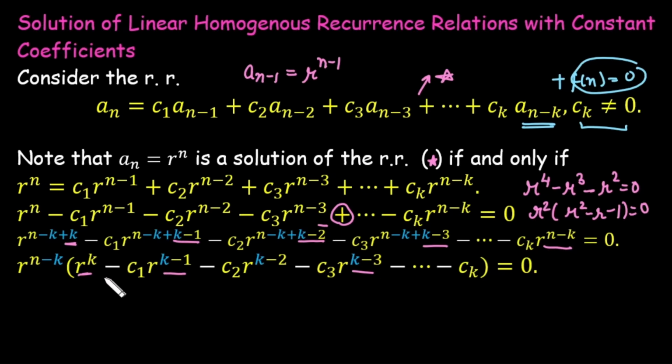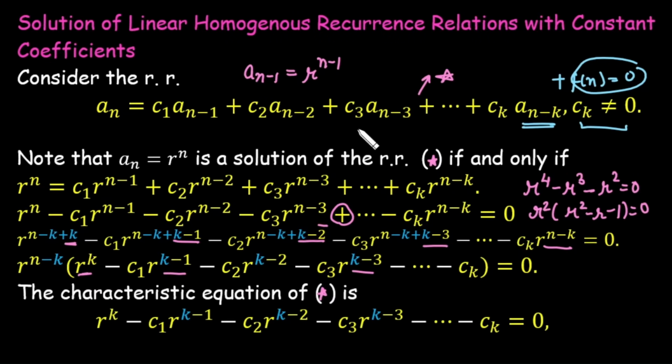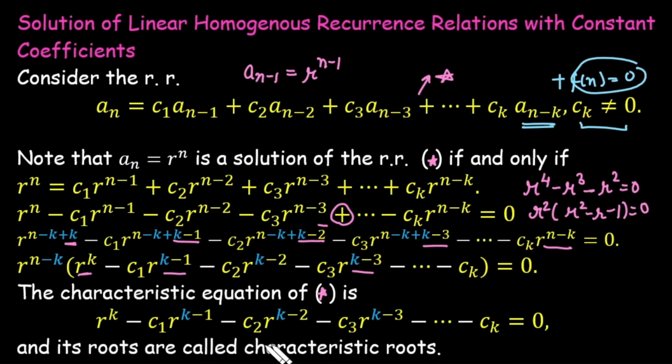Once you do that, whatever equation we have in the bracket form is called the characteristic equation of this recurrence relation. That is r raised to power k as it is, negative of c1 r raised to power k minus 1, and so on, put equal to 0. Now it is an equation whose power is k, so definitely it has k roots, and those roots are called the characteristic roots. Based on the characteristic roots, we can write the general solution for this homogeneous recurrence relation.